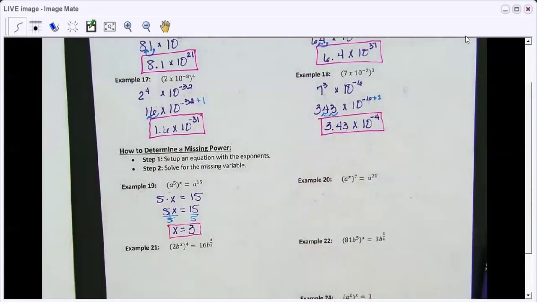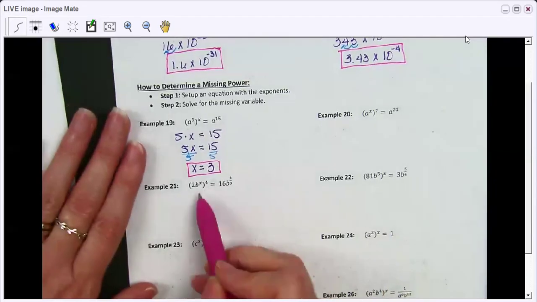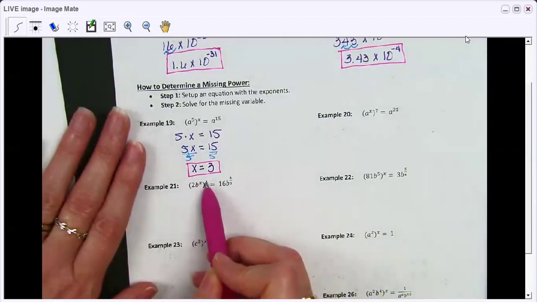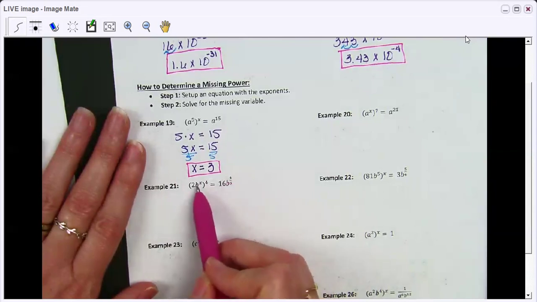I'm going to have you do the right side on your own. Let's go down to example 21. Okay, I know that x times 4 is going to give me 4/3. I need to figure out what that x is.